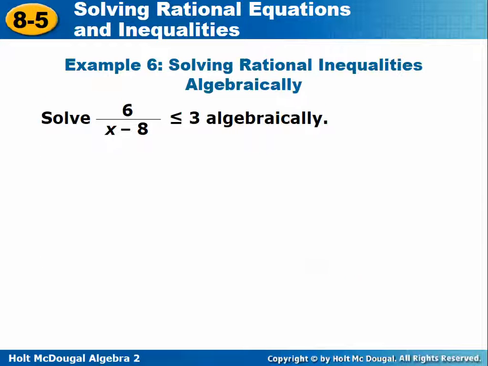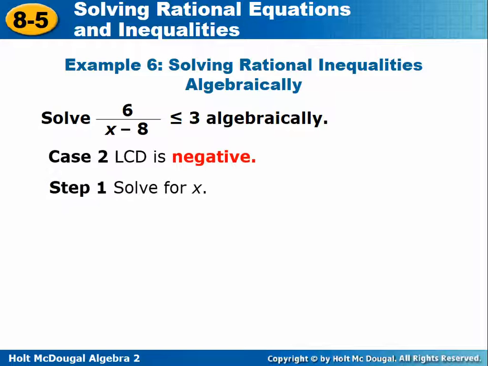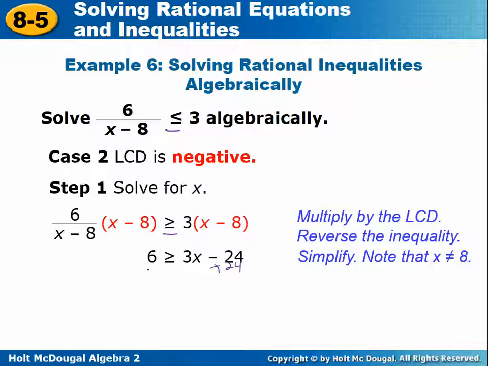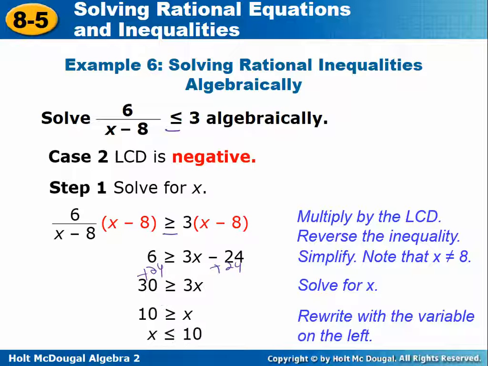All right, now let's consider what if the denominator is negative. So we would still multiply both sides by x minus 8, but this time we would have to switch the less than sign to a greater than sign. So we switch this to this, because when you multiply by a negative, it changes that. And then we would have 6 is greater than or equal to 3x minus 24, and then we solve the same way. So we get 30 is greater than or equal to 3x, divide by 3, and we get 10 is greater than or equal to x, or x is less than or equal to 10.